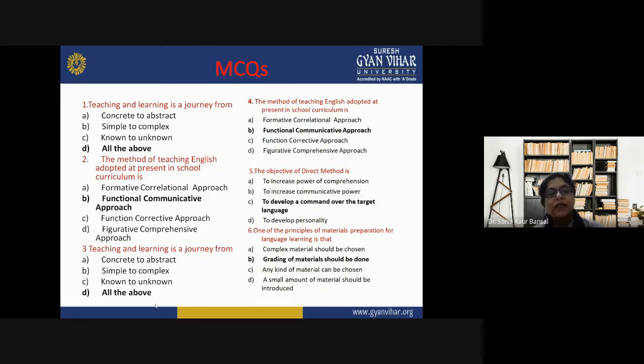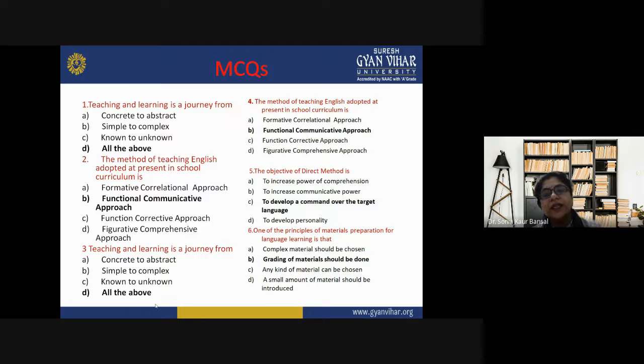Now third: teaching and learning is a journey from concrete to abstract, simple to complex, known to unknown. All the above answers are correct. And the method of teaching English adopted at present in the school curriculum is the functional communicative approach.